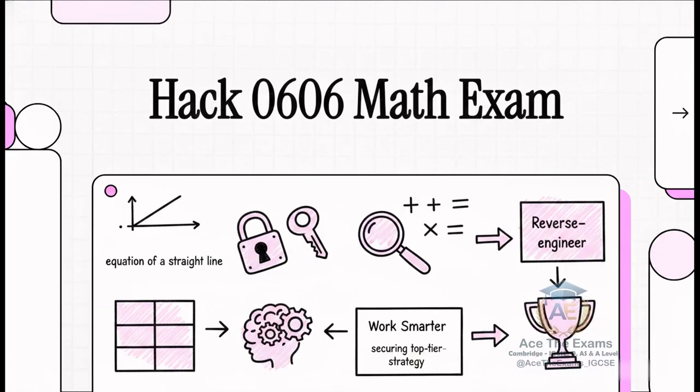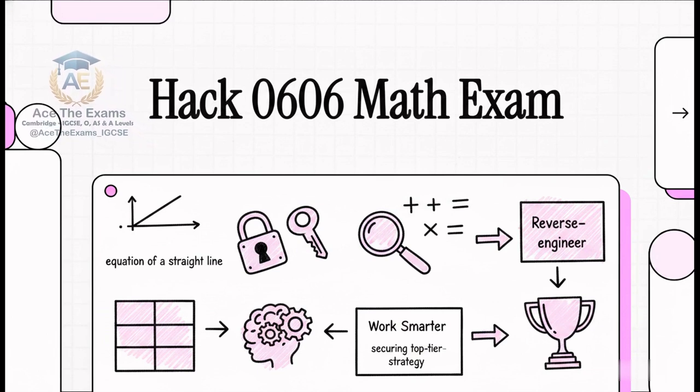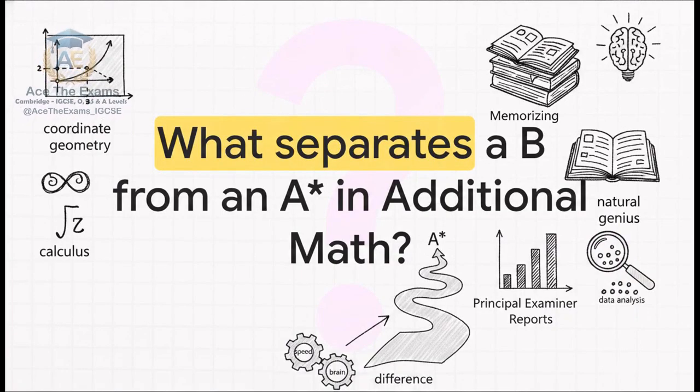By the end of this session, you are going to have the ultimate backdoor strategy to bypass all of those traps, work way smarter instead of harder, and secure those easy marks that other students just leave sitting on the table. So grab your notebooks, get comfortable, because we are going straight to the source of what makes a top-tier candidate. So let's start with the big question.